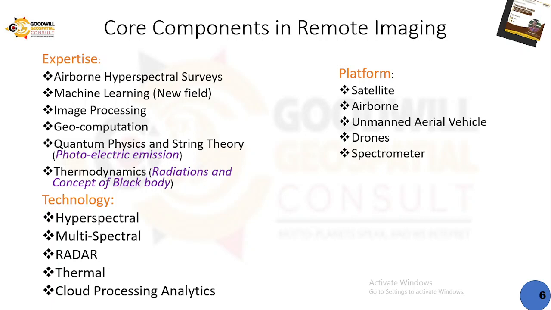The platforms we use are satellites, airborne monitoring mechanisms, and unmanned aerial vehicles, drones and spectrometers. For satellite imaging or satellite image capturing, it's principally a passive remote sensing process.